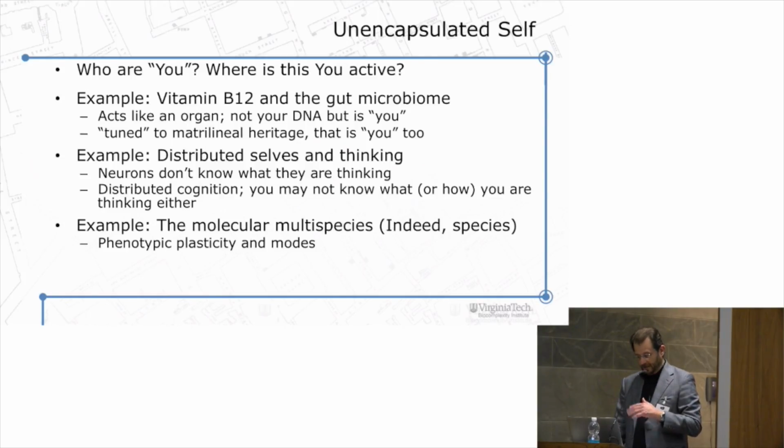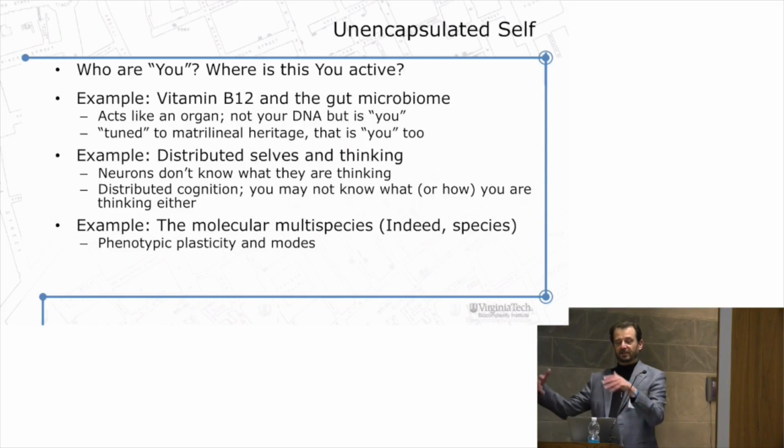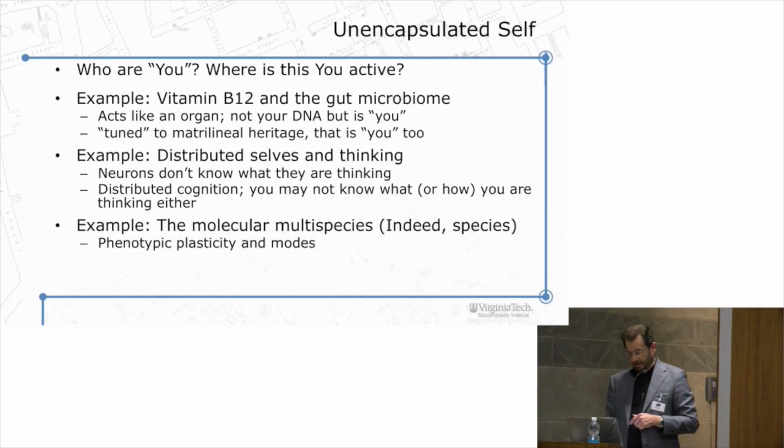Distributed selves and thinking. Neurons don't know what they're thinking. Distributed cognition. You may not know what you're doing in a distributed cognitive task. And a perfect example of a distributed cognitive task that animals that we don't think of as maybe very smart do very well is mate selection. Mate selection is distributed cognition, and it results in management of the genome, which is a very interesting cognitive result. And I won't go into this.